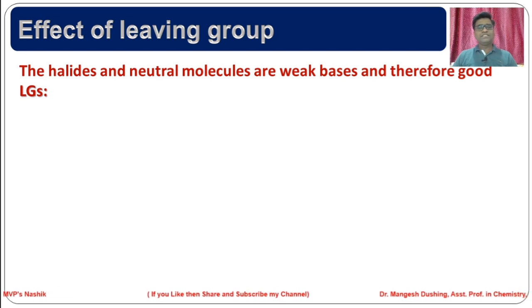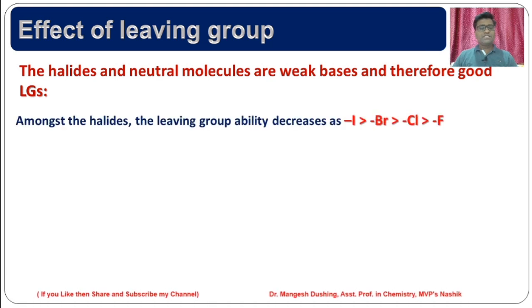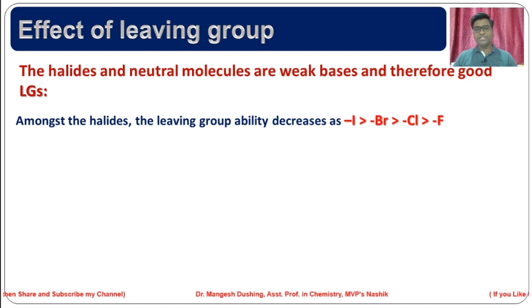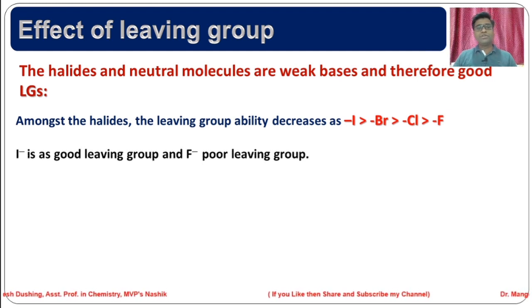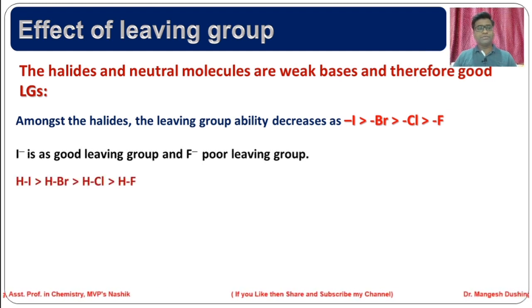The halides and neutral molecules are weak bases and therefore good leaving groups. Amongst the halides, the leaving group ability decreases from iodine to fluorine. So I minus is a good leaving group, then Br minus, then Cl minus, then F minus. So iodine is a very good leaving group while F is a bad leaving group.